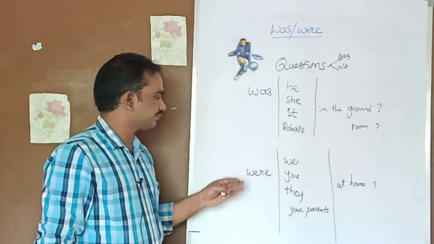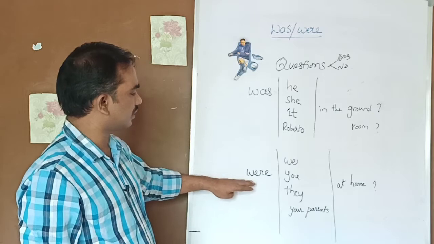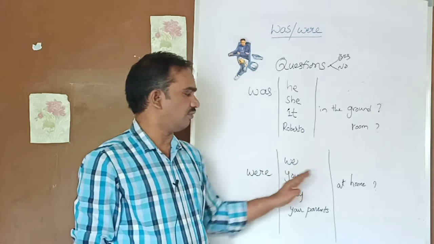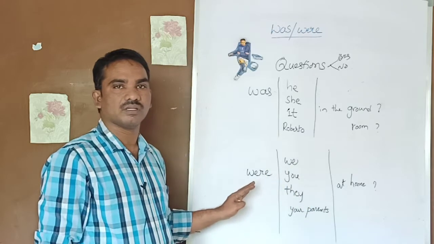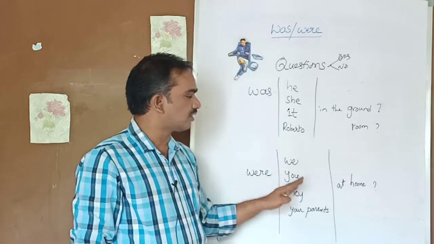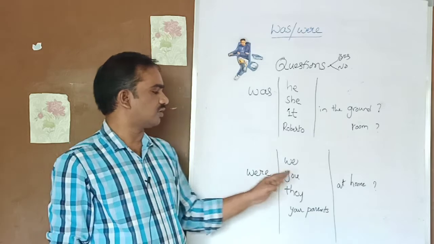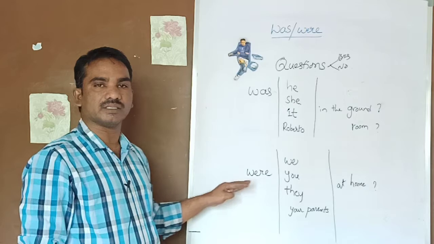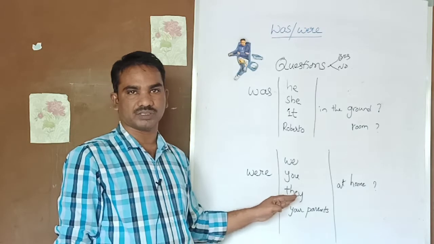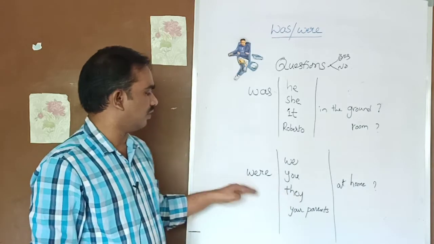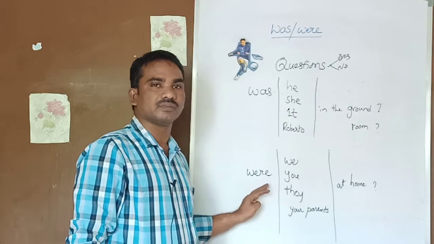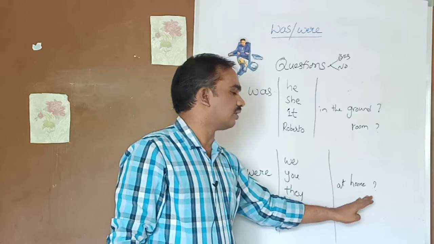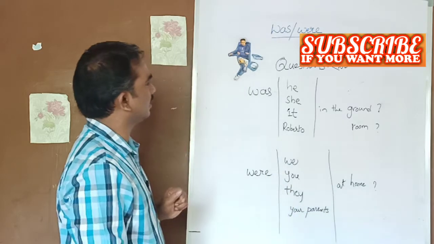So here using were, how do you start it? Were. Were we at home? Were we at the office? Were you at home? Yesterday, were you at home? Were they at home? Were they in the office? Yesterday was Sunday. Were they at the office? Were your parents at home? So these are yes or no questions. Here you can use other words and make more sentences.